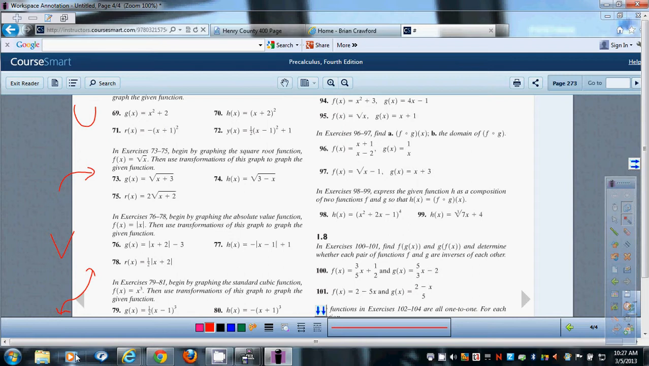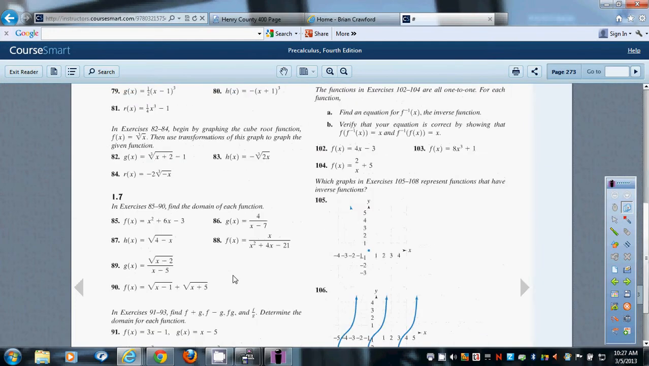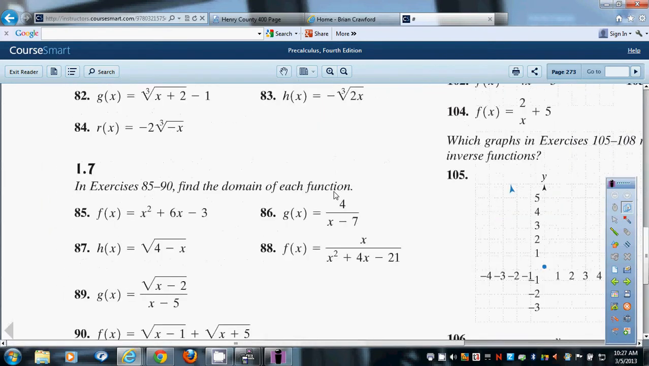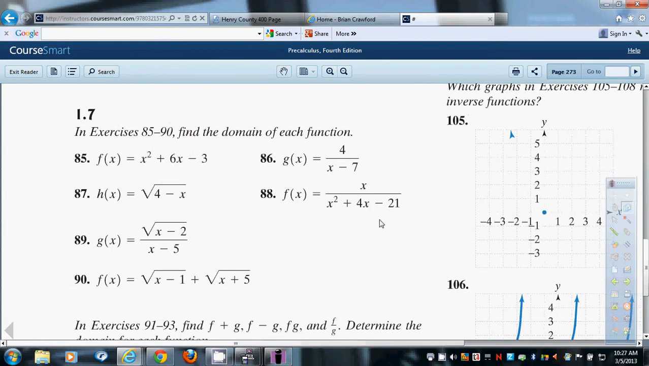All right. Let's see. Domain. Numbers 85 through 90. Find the domain. Who can tell me the trick there? What about you, Nate? What's the trick? Mr. Pacito? Mr. Harris?